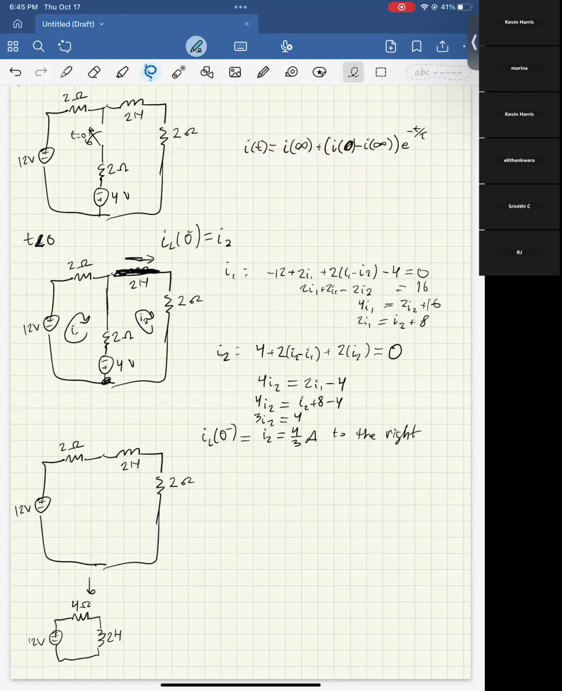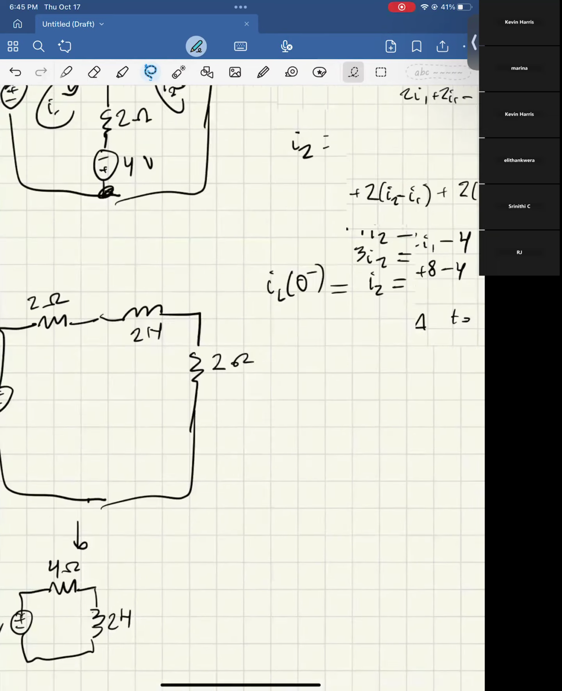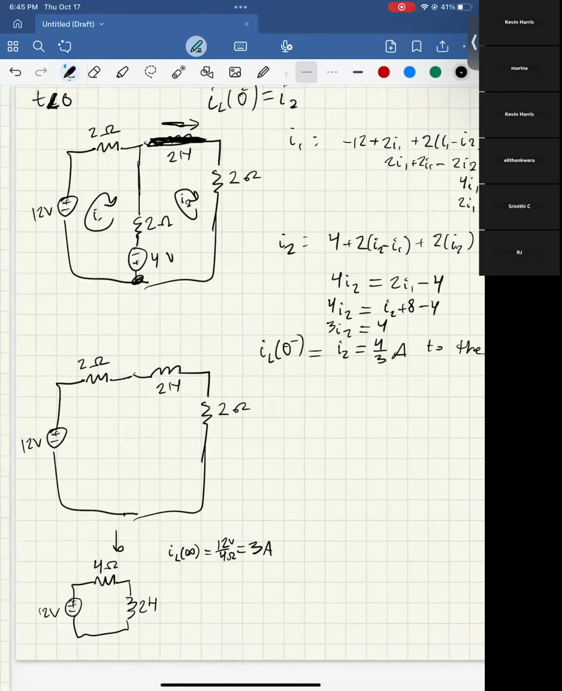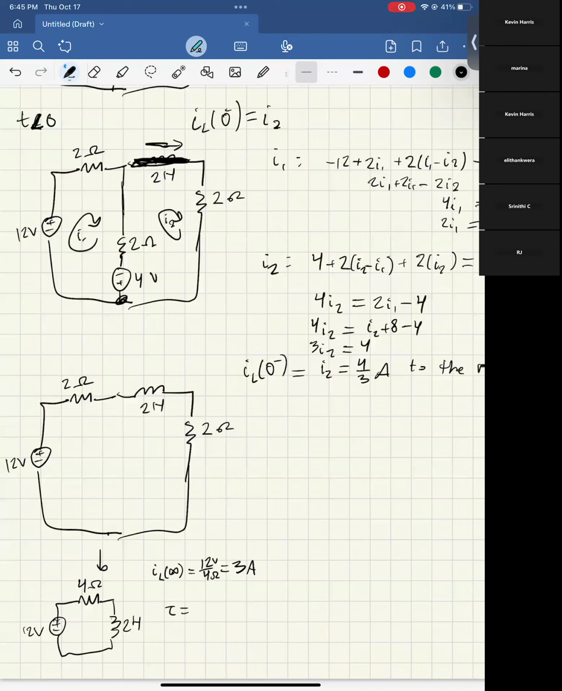We have our I0, and now we want to find our I infinity. So for I infinity, that'll be the current through this circuit when this is a wire, right? So when that's a wire, we can say IL of infinity is very simply just 12 volts over 4 ohms, which is 3 amps. Units are good. And then our tau is going to be 2 over 4, which is 1/2.